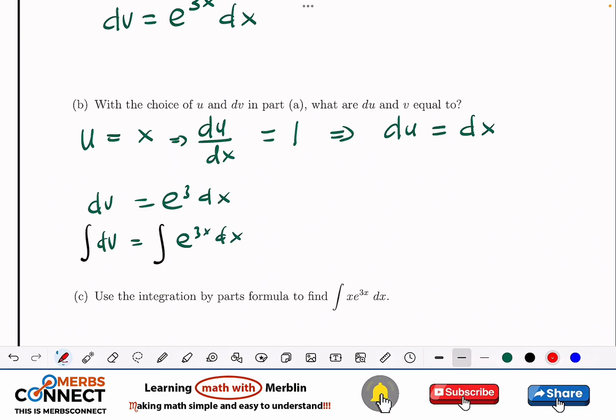And the fun thing is d will cancel the integration. So it means that this is going to be left with v in, which will be equal to, then now we need to integrate this. So how do you integrate this?